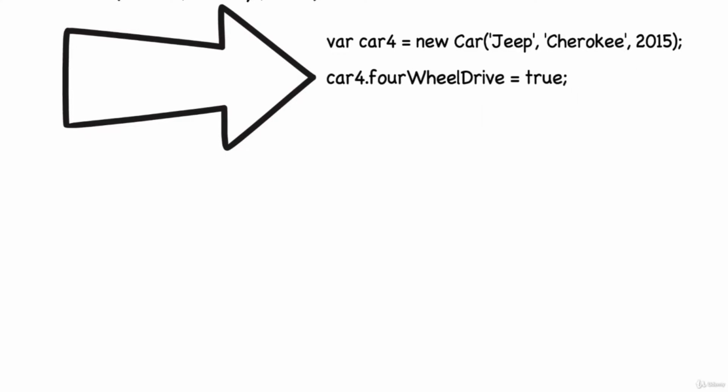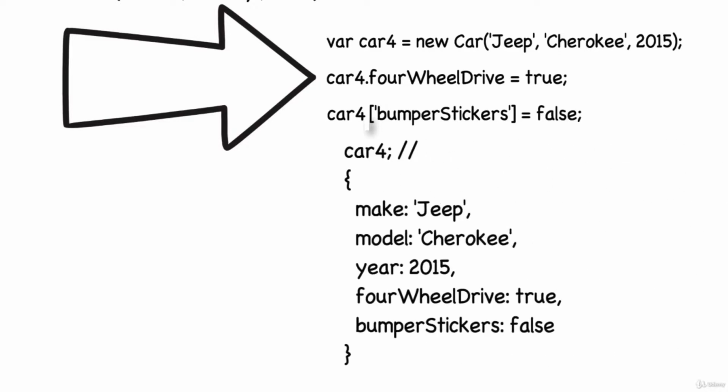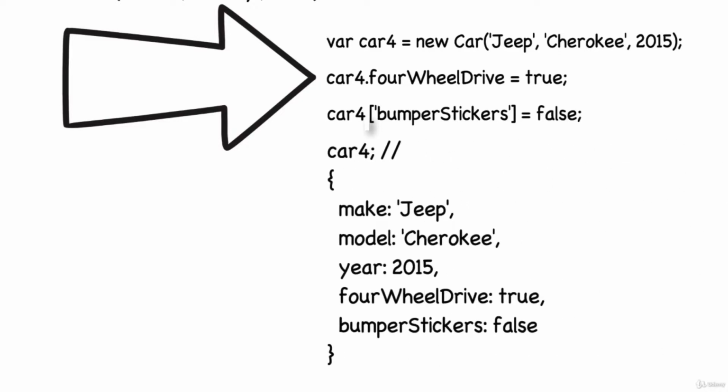Car4 dot four-wheel drive equals the boolean true. We could give it a boolean as to whether it has bumper stickers or not, and in this case we could use bracket notation to do this. There you go. You have moved from making cars one at a time to becoming a car factory. Now let's give this a shot again.